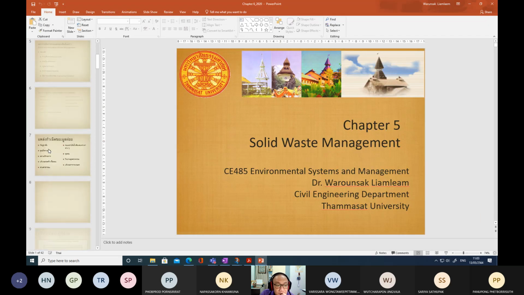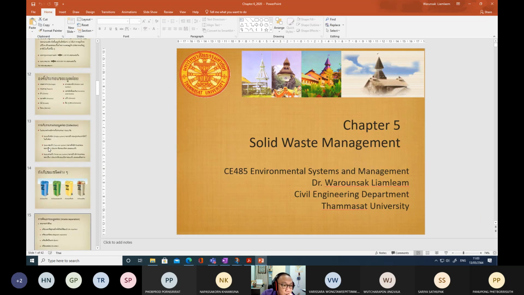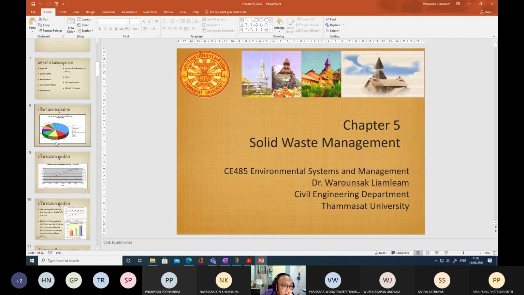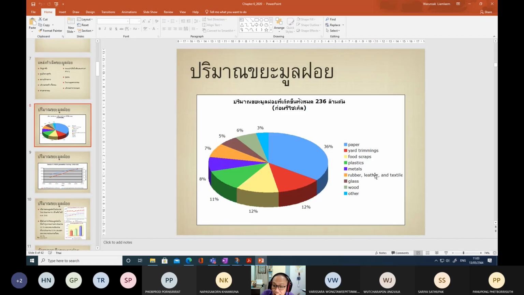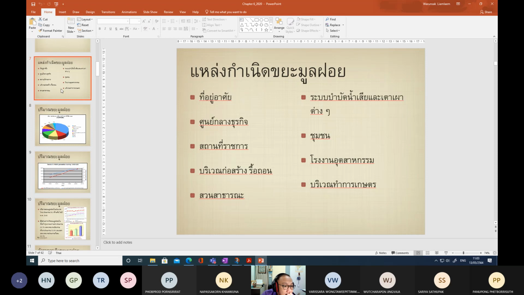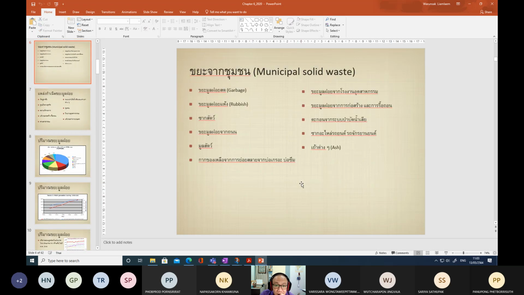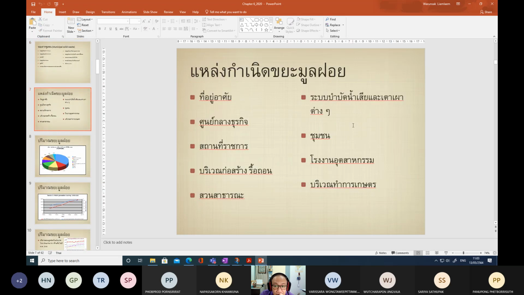The sludge we obtain from the wastewater treatment plant. Sorry, this is in Thai, but anyway, these are the sources of the municipal solid waste. One of the sources of the municipal solid waste in the community is from the wastewater treatment plants and probably from the furnace.